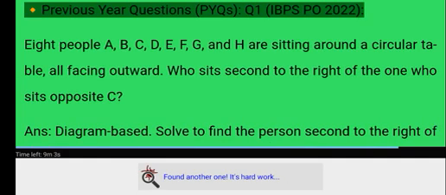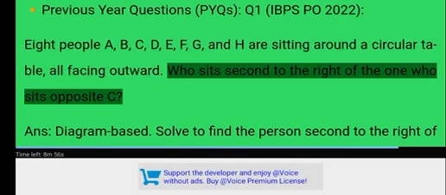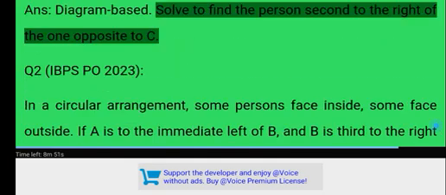Previous year questions, PYQs. Q1, IBPS PO 2022. 8 people A, B, C, D, E, F, G, and H are sitting around a circular table, all facing outward. Who sits second to the right of the one who sits opposite C? Answer: diagram based. Solve to find the person second to the right of the one opposite to C.